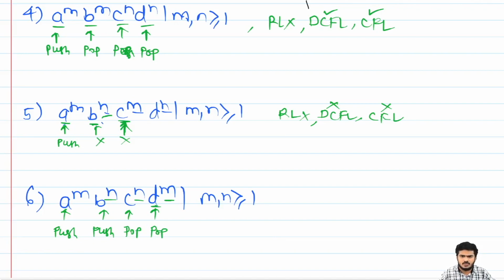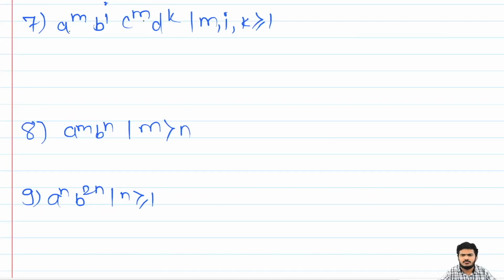Okay, so this is not a regular language because we need a stack, and finite automata do not have memory, so this is not a regular language. But for this language we are able to design a deterministic PDA, so this is a deterministic context free language, and whenever a language is a deterministic context free language, it is always a CFL. Okay, let's see another one.